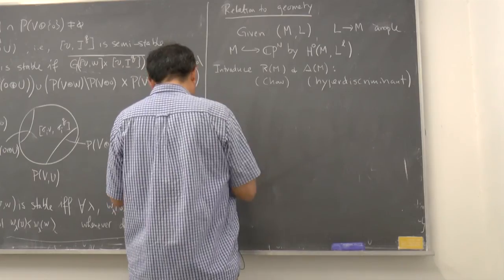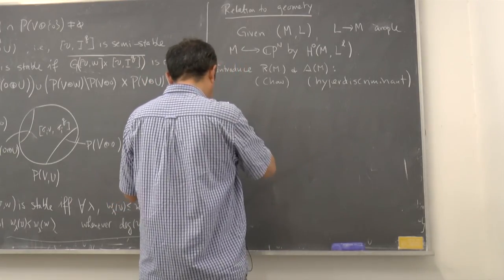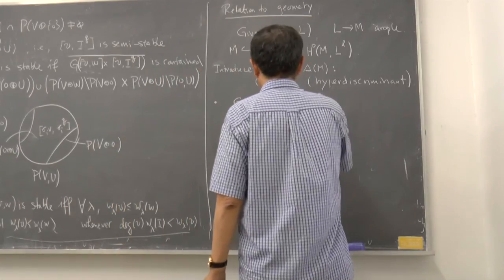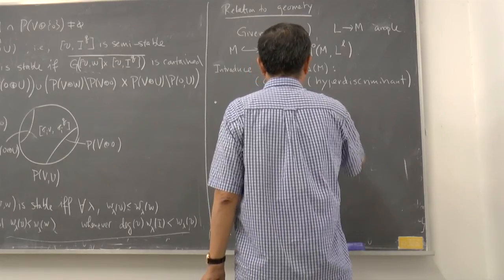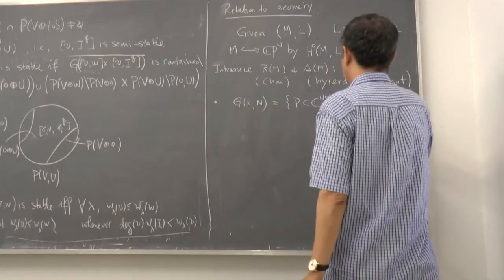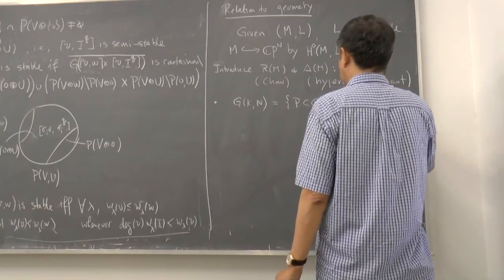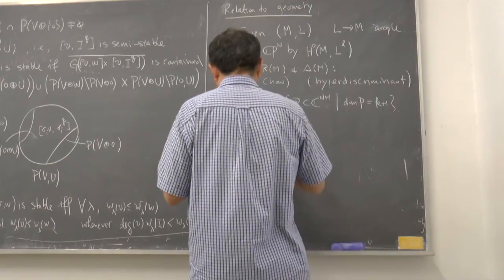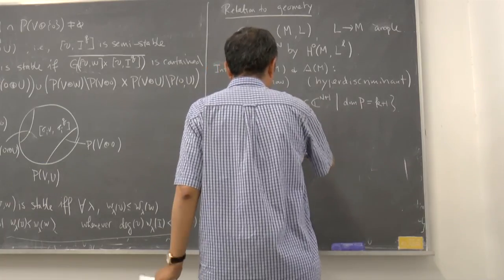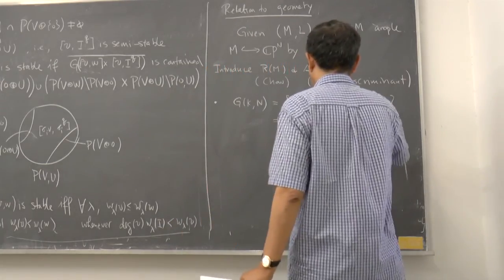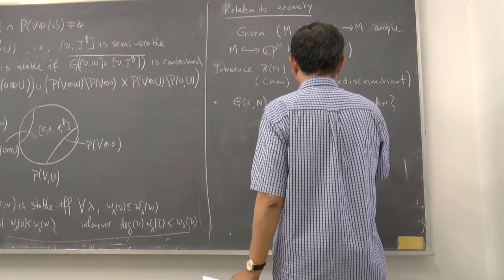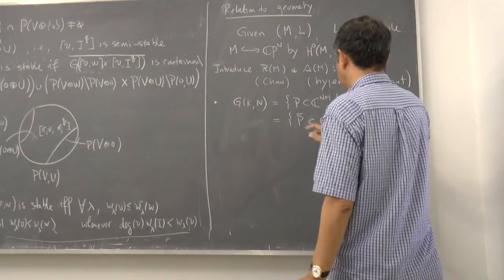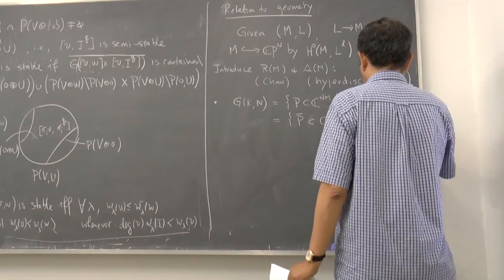First, R_M. You can take G(k, N) to be a Grassmannian, of all the P inside C^(N+1), where the dimension of P is k+1. Okay. This is also the same as P bar inside CP^N, where P bar is a projective subspace of dimension k.